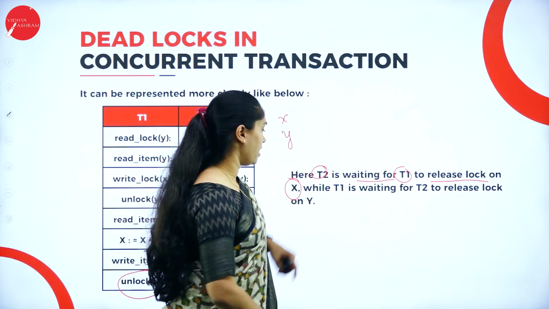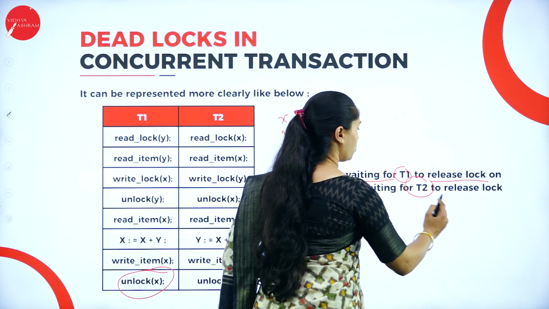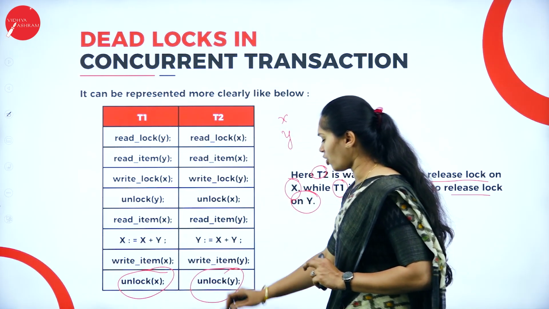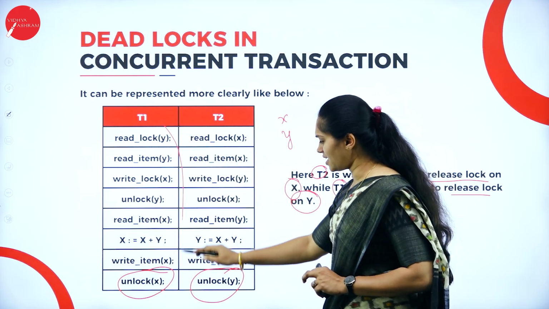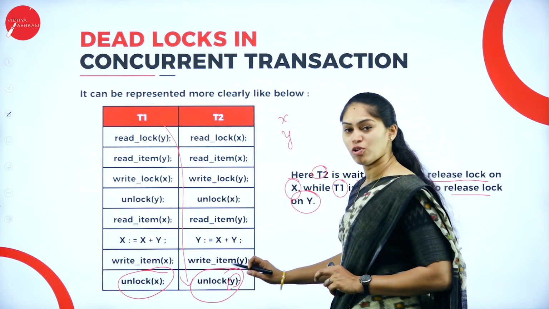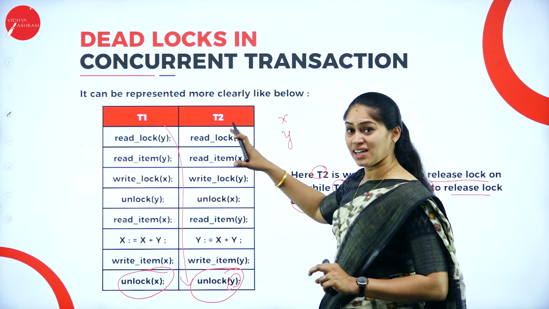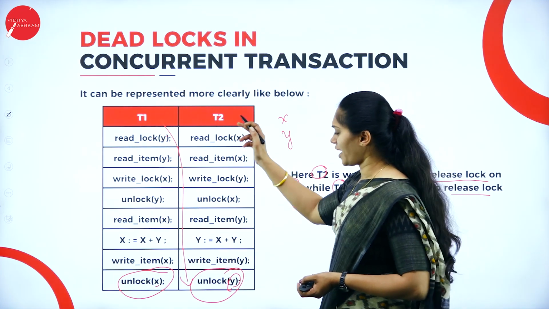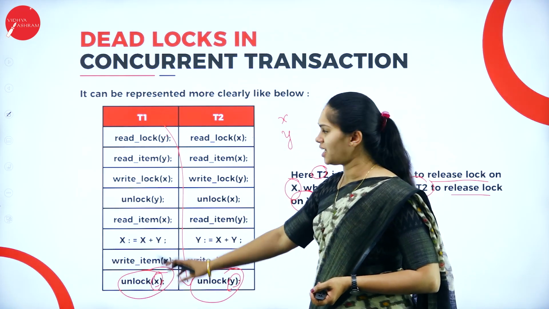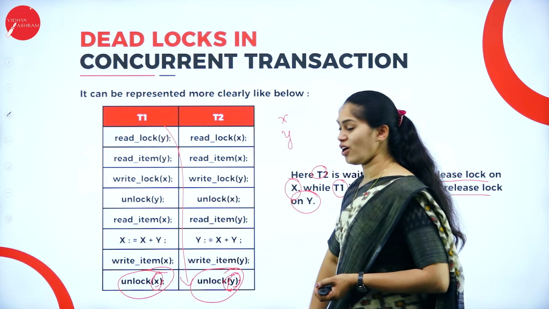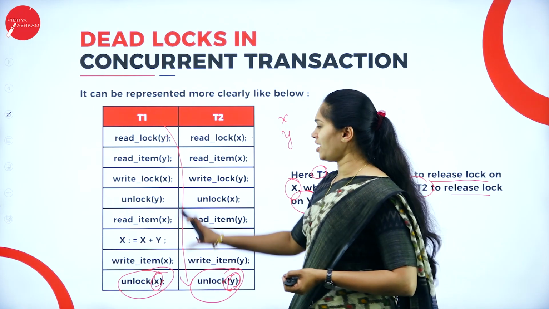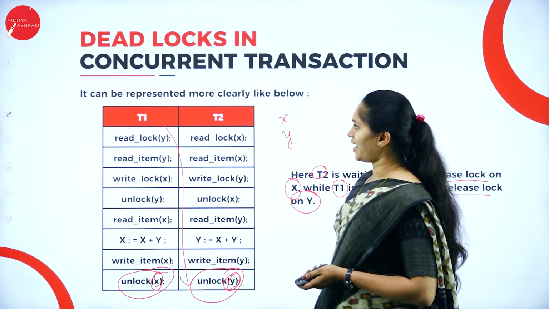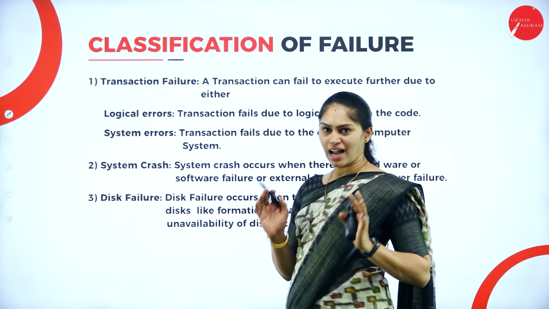In the same way, T1 is waiting for T2 to release the lock on Y. So, at last you can see the unlock of Y. T1 wants Y to be released by T2, but T2 releases it at last. So, until then, T2 cannot access the content of X and T1 cannot access the data item Y. If this is the situation, then it will be considered as what? Deadlock. Fine.